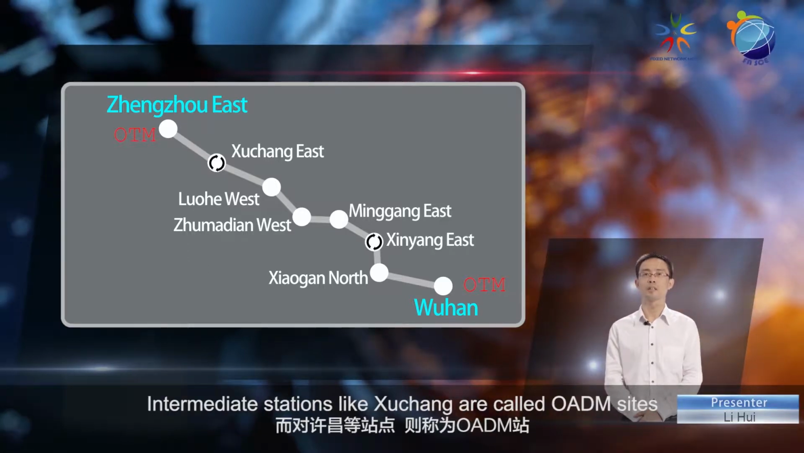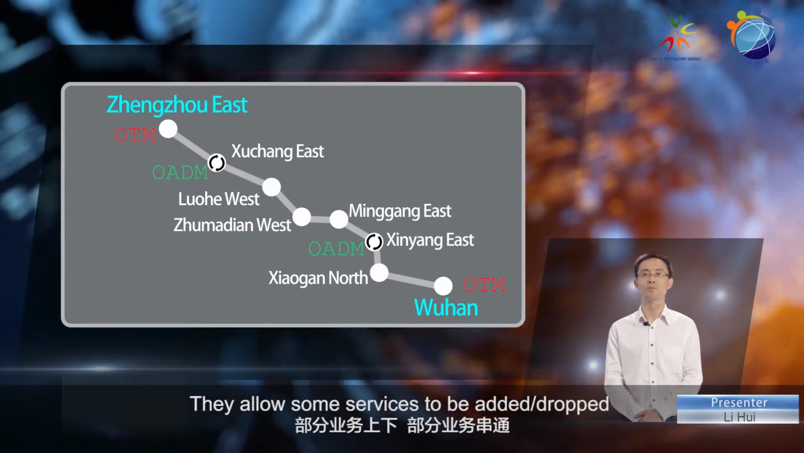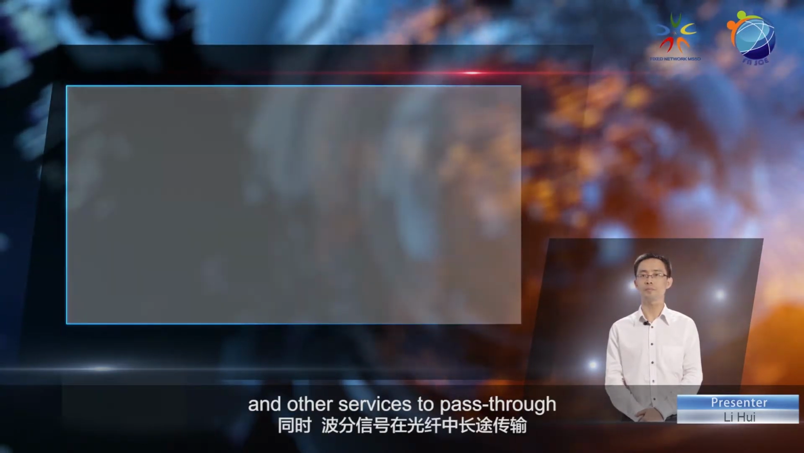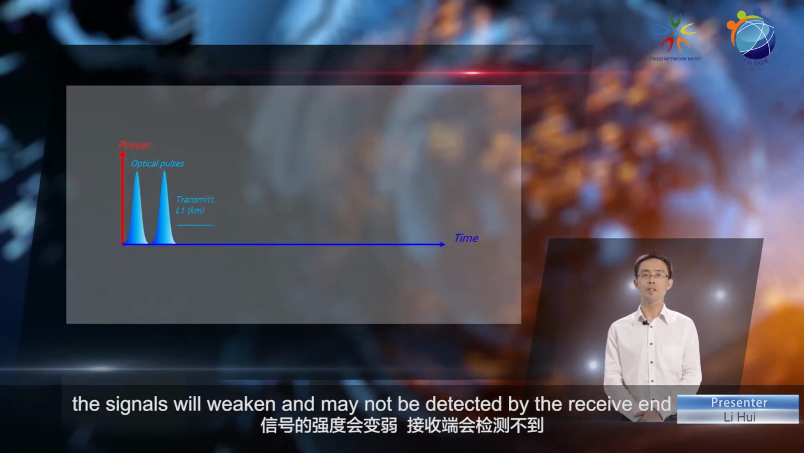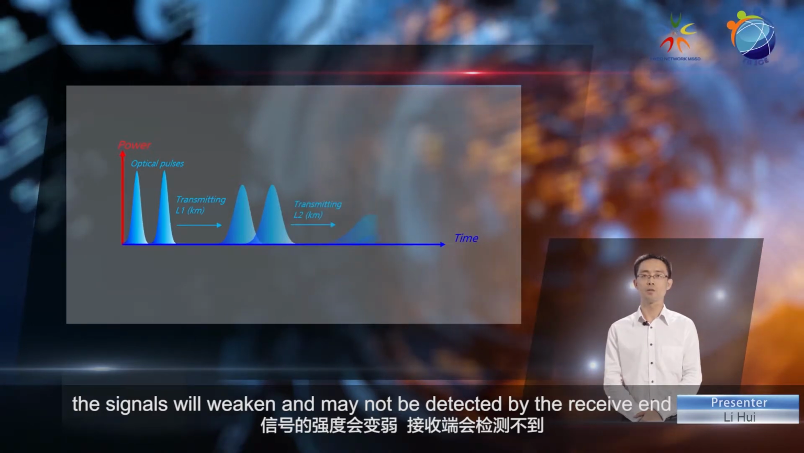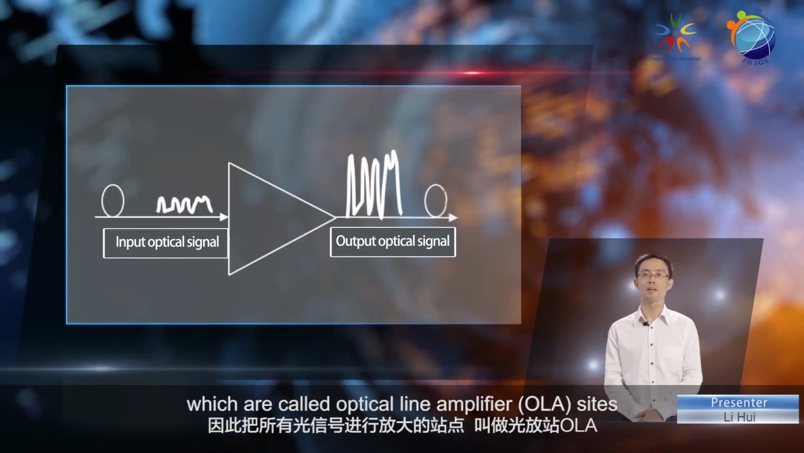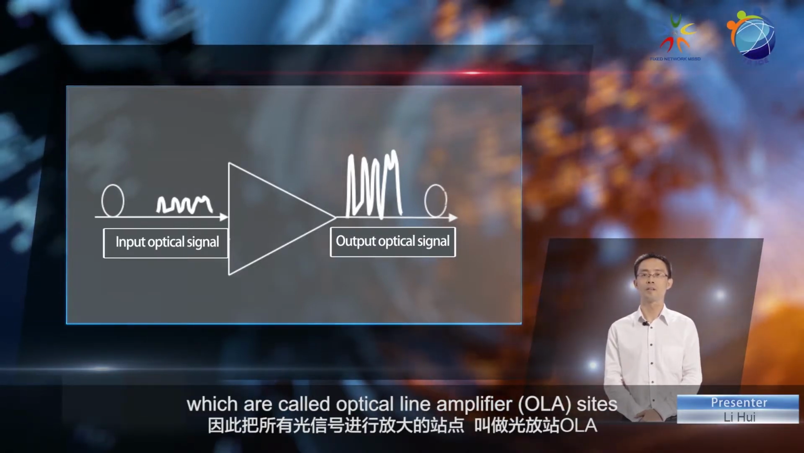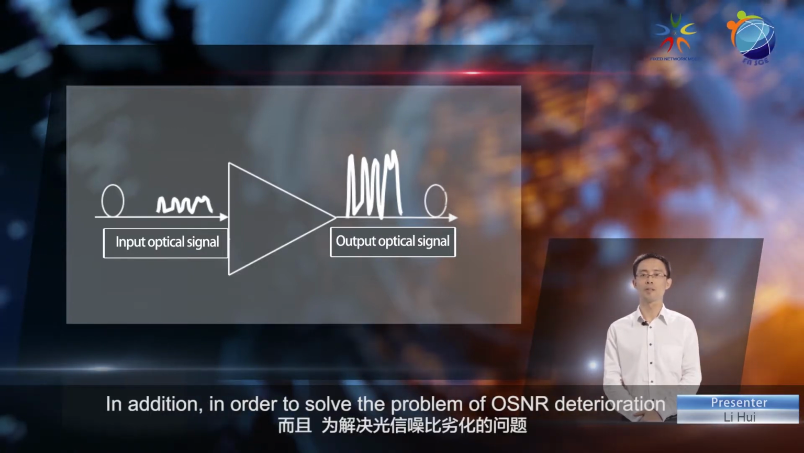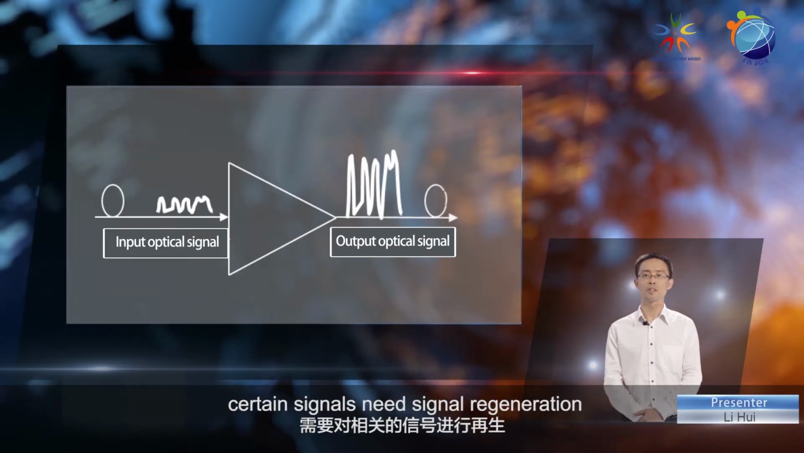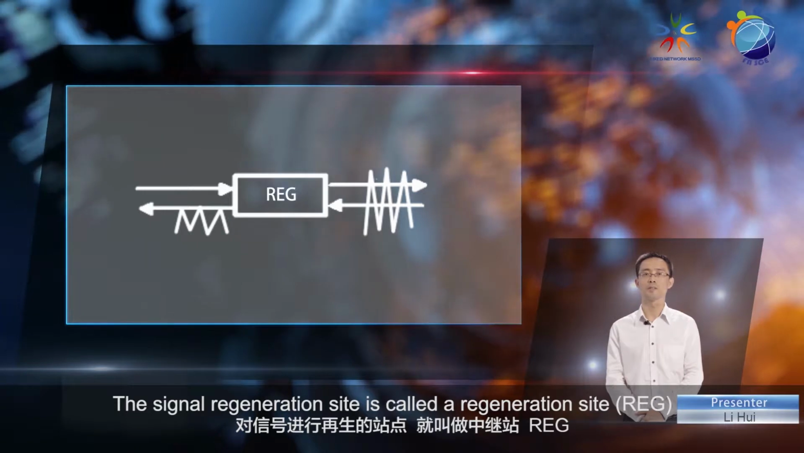Intermediate stations like Xuchang are called WDM sites. They allow some services to be added or dropped and other services to pass through. As WDM signals are transmitted along optical fibers, the signals will weaken and may not be detected by the receive end. To help fix this problem, sites that amplify optical signals are configured, which are called optical line amplifier sites. In addition, in order to solve the problem of OSNR deterioration, certain signals need signal regeneration. The signal regeneration site is called a regeneration site.